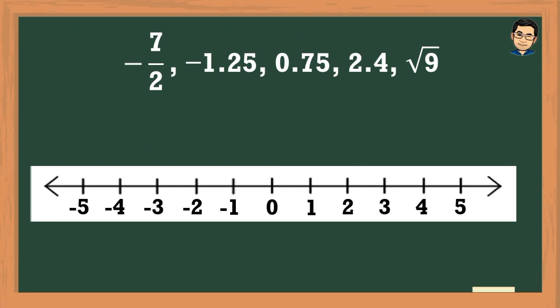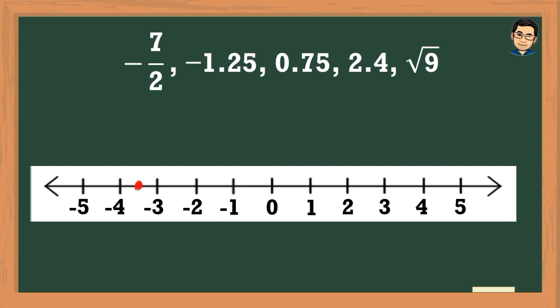So, since naka-arrange na yung ating mga real numbers in increasing order, pwede na po natin silang i-plot sa number line. So, yung number line natin, 0 is yung nasa gitna. And then, yung sa left ng 0, yung mga negative integers. Sa right naman, yung mga positive integers. So, plot natin yung negative 7 over 2, that is negative 3.5. Ibig sabihin, nasa gitna po ng negative 4 and negative 3. So, ayan.